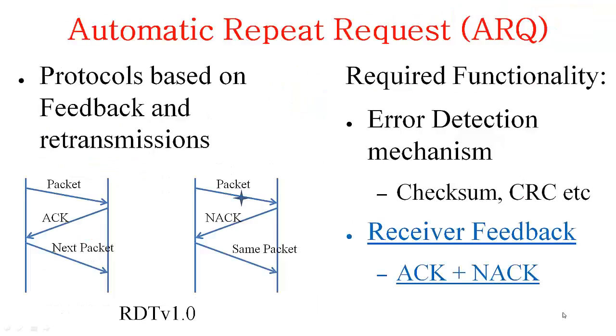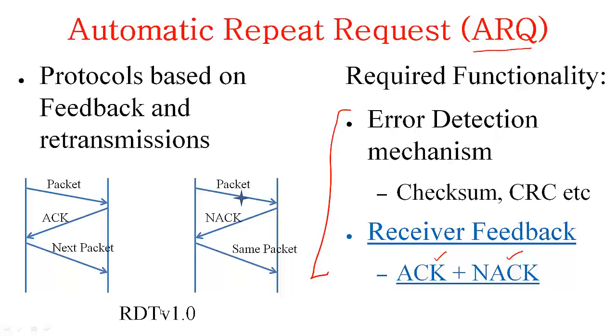So the required functionality so far boils down to this. We need error detection mechanisms. We also need receiver feedback. For now we are considering both ACK and NAC. Now protocols based on this feedback and retransmission mechanism are called automatic repeat requests. They are called ARQ protocols.